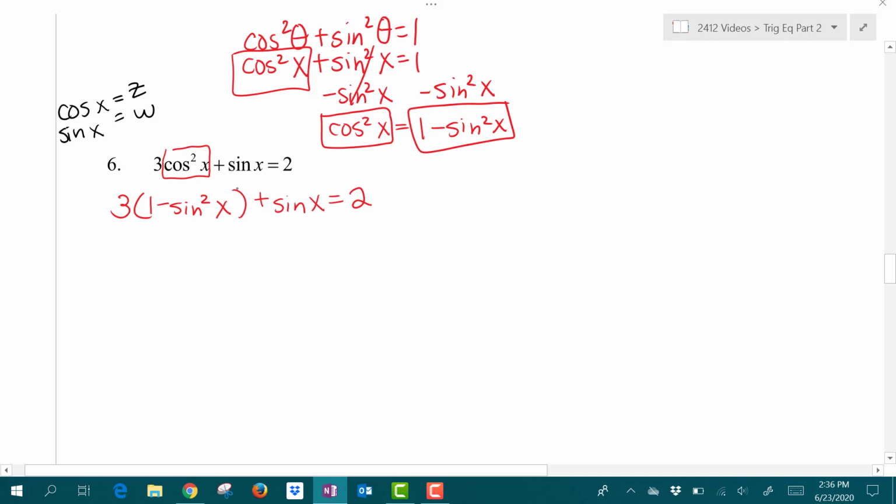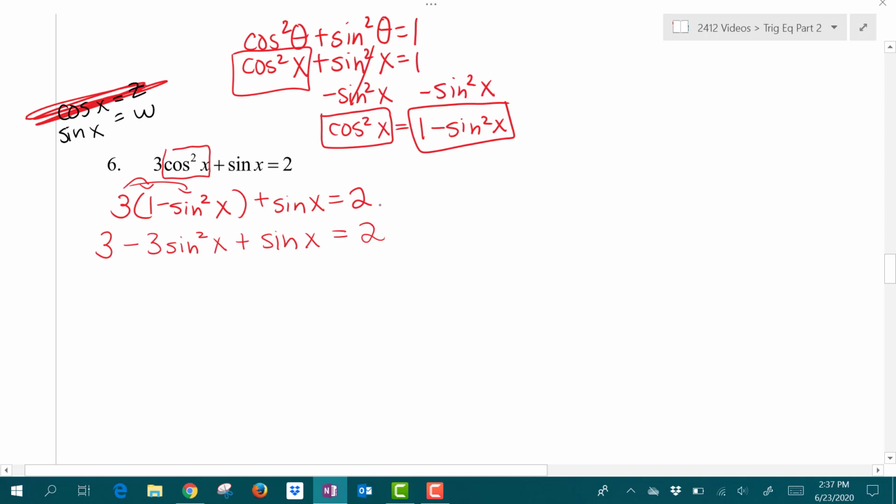Alright, so now throughout this entire equation we don't actually have cosine anymore, we just have sine. So now we're in terms of all the same variable throughout the equation, and the algebra is going to work. Alright, so let's rewrite this and get it ready for using the quadratic formula. I'm going to distribute the 3 into the parentheses. So 3 times 1 is 3. 3 times negative sine squared is negative 3 sine squared x. And we have that plus sine x equals 2.